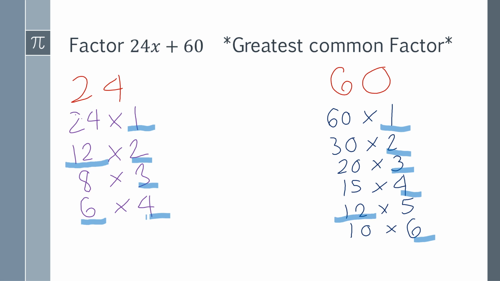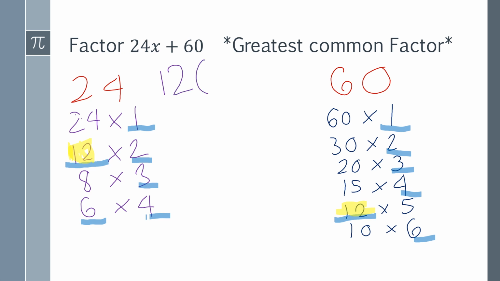Now, you highlight all the factors that they have in common. What's the biggest? If you say 12, winner, chicken dinner. You got it right. It is 12. So, 12 is going to be placed on the outside.